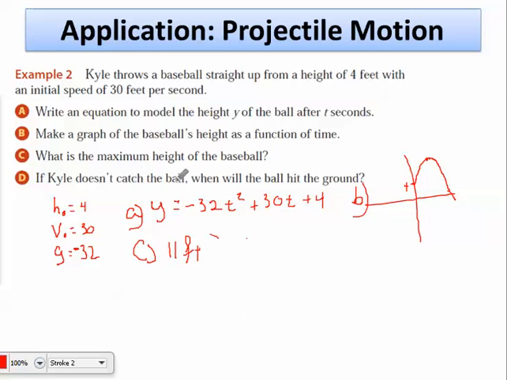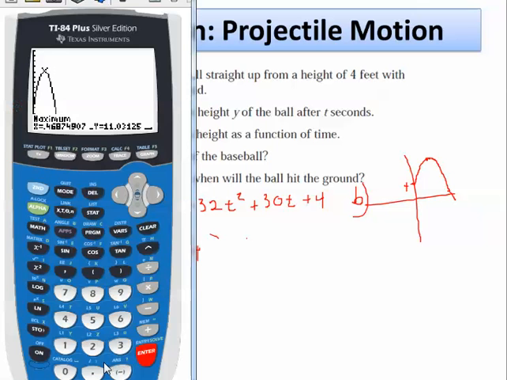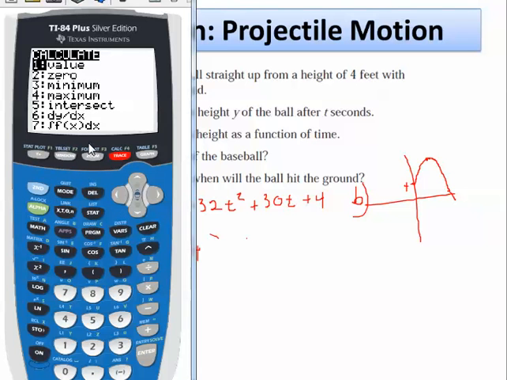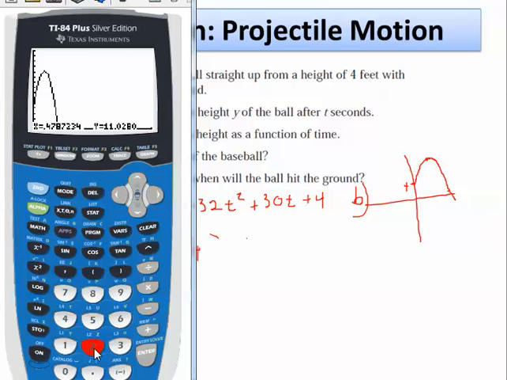Okay? Assuming Kyle doesn't catch the ball, when does the ball hit the ground? Same thing. What are we looking at there? We're looking at when it hits the ground. We're looking at the 0 value. Okay? That's the left side of it. The 0 value would be when y is equal to 0.